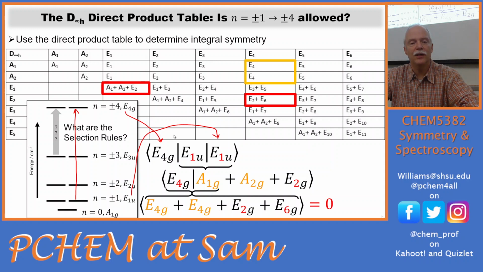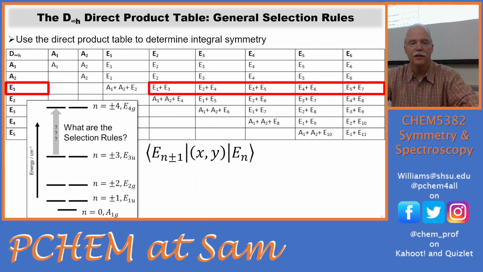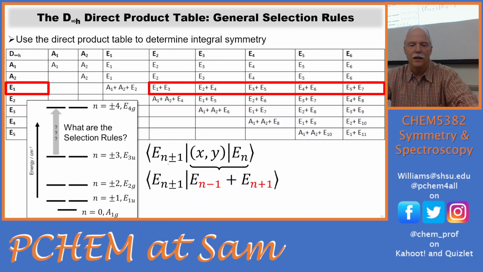So let's look at the general case to see if we can understand it using the direct product table. We have these general selection rules. We're going from any level of En, operated on by light, and light is E1U, and we're just going either up or down to En plus or minus 1. Whenever light operates on En, notice how it splits it. It goes to En minus 1 or En plus 1.